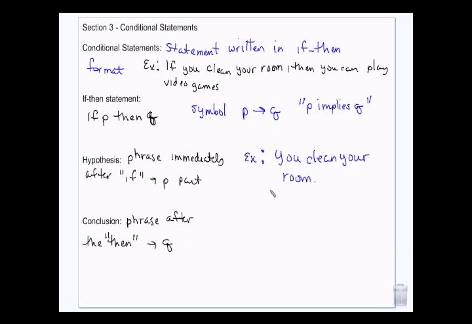That's the Q. So in my example, the conclusion would be you can play video games. Okay, so if you clean your room, then you can play video games. This is an if P then Q. Hypothesis: you clean your room. Conclusion: you can play video games.